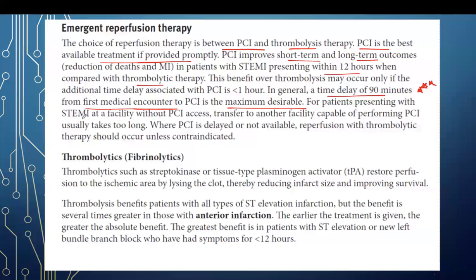For patients presenting with a ST elevated MI at a facility without PCI access, transfer to another facility capable of performing PCI usually takes too long. Where PCI is delayed or not available, reperfusion with a thrombolytic can be done. So are you understanding that this is exactly what I have told, right? Making sense now?